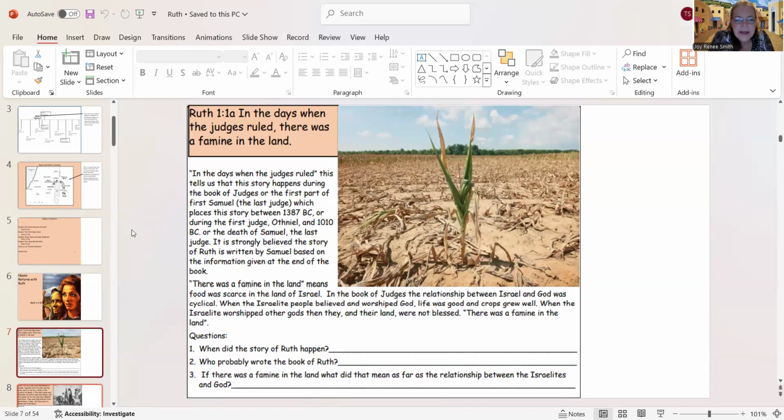Ruth 1:1a. In the days when judges ruled, there was a famine in the land. This is what tells us that, of course, it's during the book of Judges, or the first part of 1 Samuel, the last judge, which places the story between 1387 BC, or during the first judge, Othniel, or 1010 BC, or the death of Samuel, the last judge. It is strongly believed that the story of Ruth is written by Samuel based on the information given at the end of the book. There was a famine in the land, means food was scarce in the land of Israel.